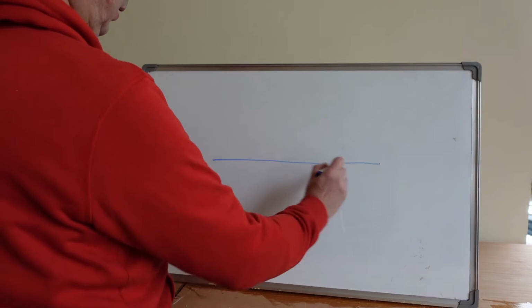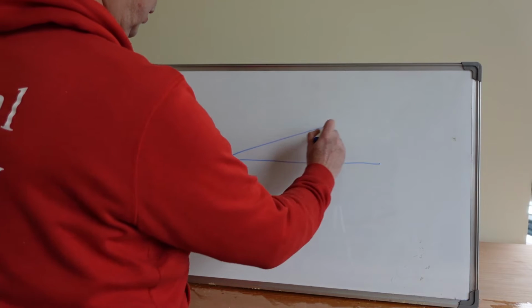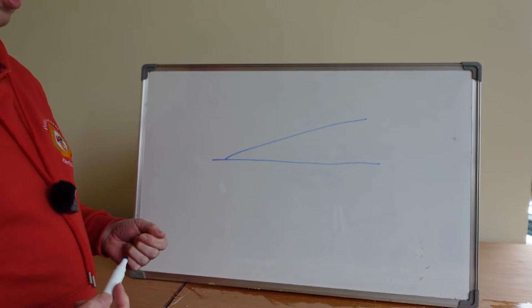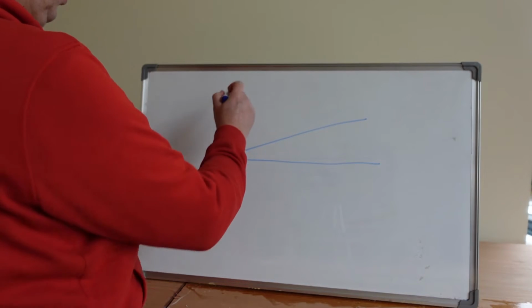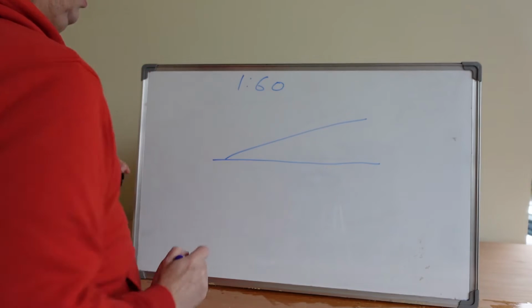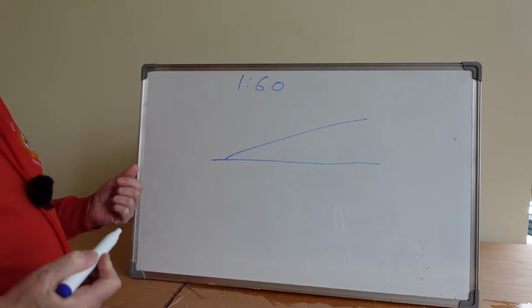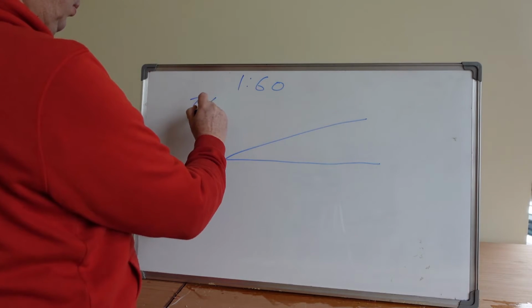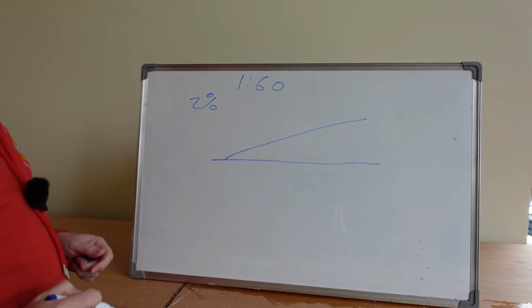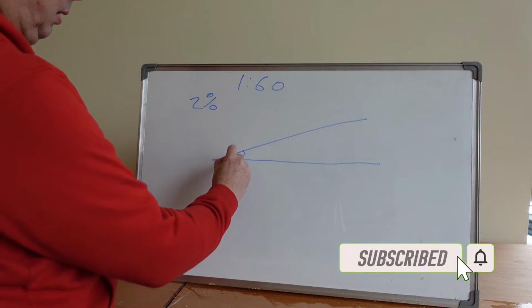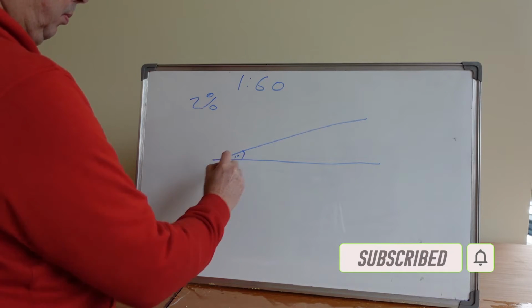Let's draw a simple slope. So we've got the level there and then we have our slope coming up. Now you will hear different ways of expressing a slope. You have a ratio, which the ratio I'm going to be using is 1:60. You have a grade expressed as a percentage. This could be 2%. And you also have an angle, which is this angle here. So we'll say 1 degree.